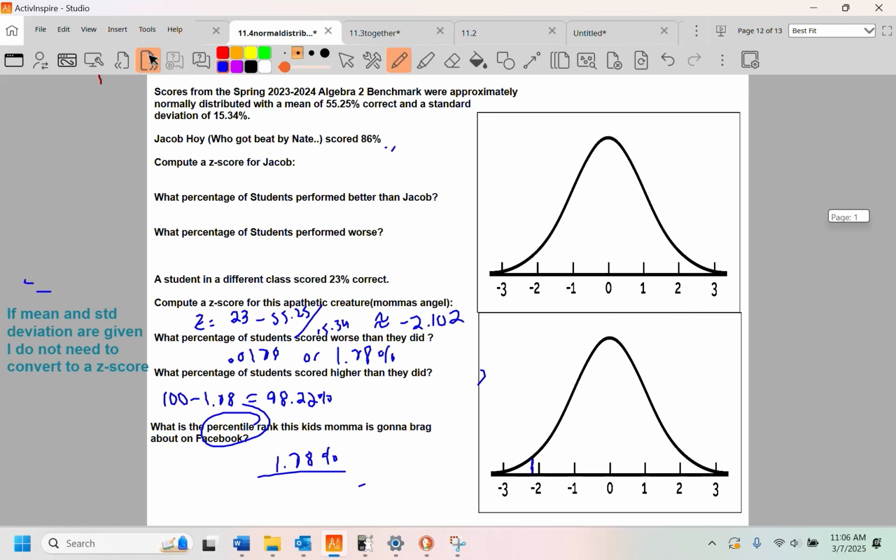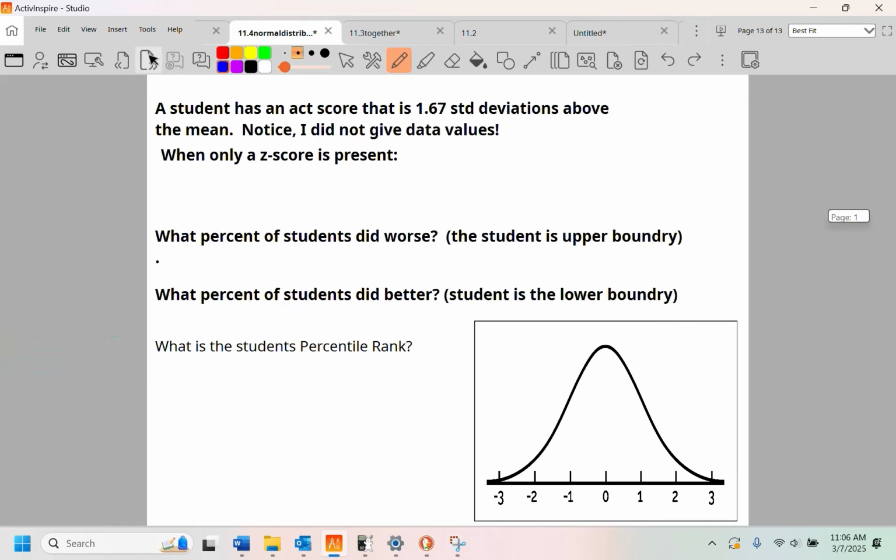Facebook mamas. Moving forward. Student has an ACT score that is 1.67 standard deviations above the mean. Notice I did not give data values. So when only a z-score is present, you need to remember that your mean, mu, is 0, and your standard deviation is 1. All right, what percent of kids did worse? So this kid is 1.67 standard deviations above, and I want to know who did worse. This kid is the upper boundary.